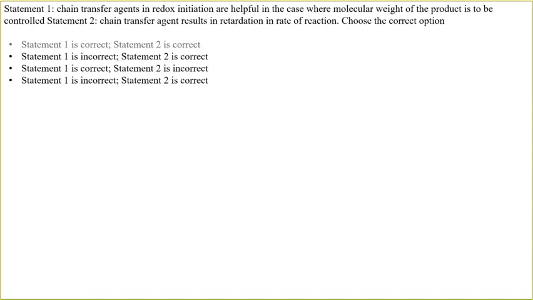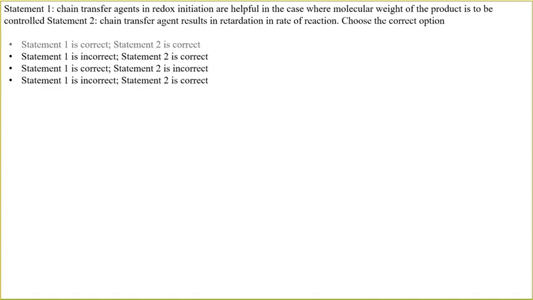Statement one. Chain transfer agents in redox initiation are helpful where the molecular weight of the product is to be controlled. As I said in the first question, chain transfer agents in redox reactions are usually used to transfer the activity of one chain to another, and hence stop the propagation of a single polymer chain to a very high degree, so we can easily control the molecular weight.